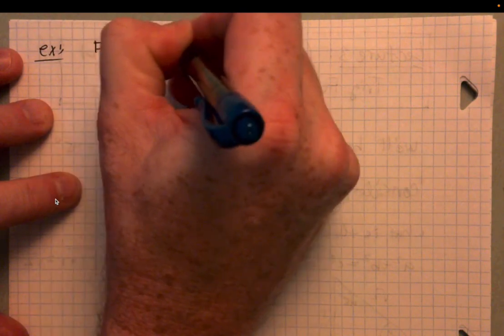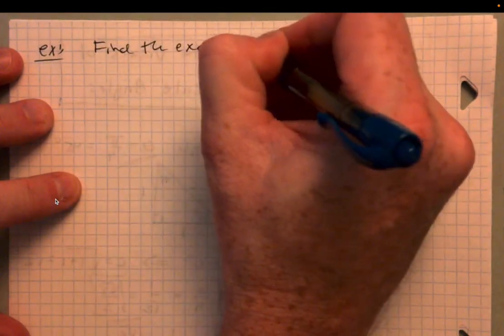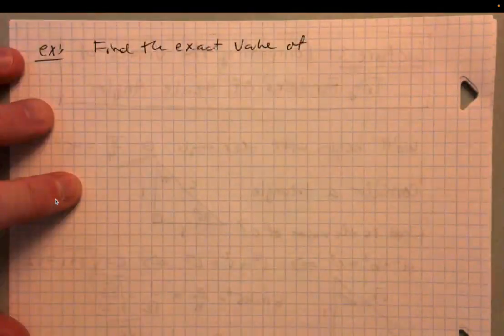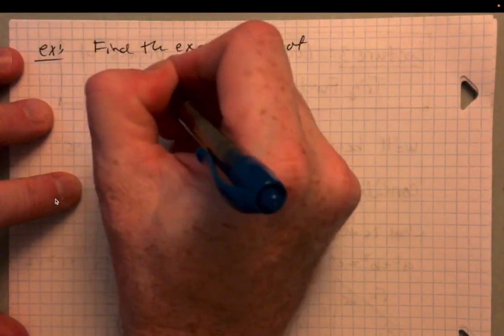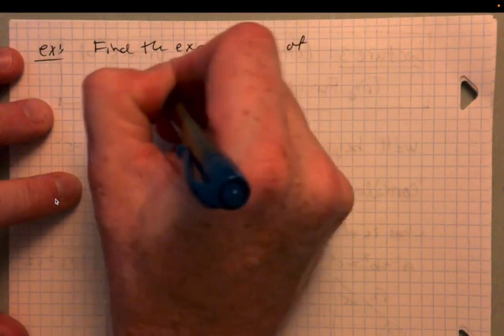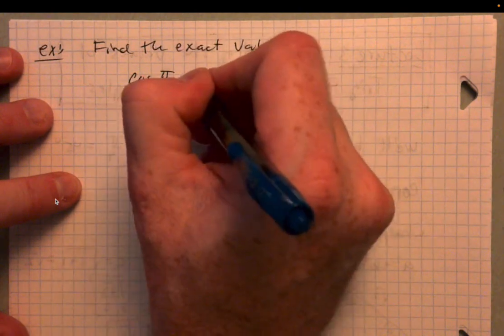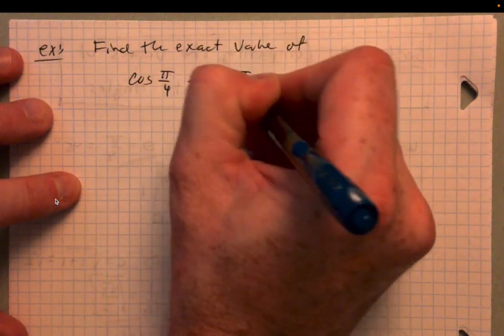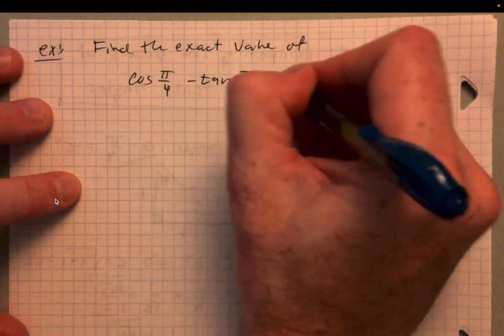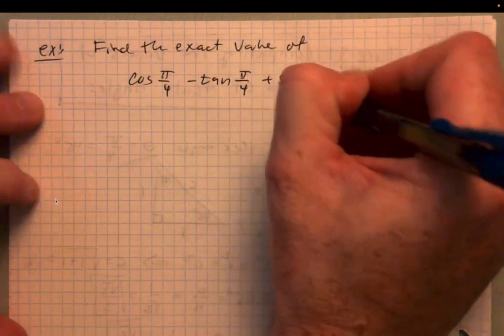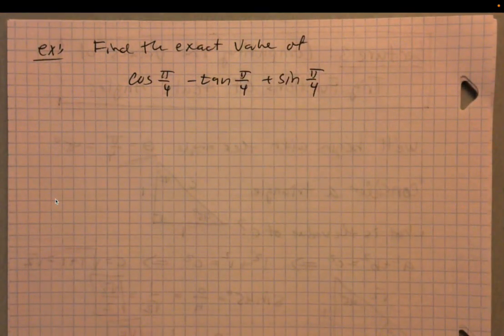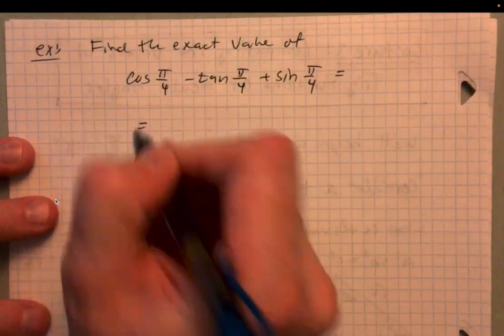What about an example like this, where we say find the exact value of, and this time let's make it cosine of pi over 4 minus tangent of pi over 4 plus sine of pi over 4. So here, again, we have all of these values. We just have to plug them in.